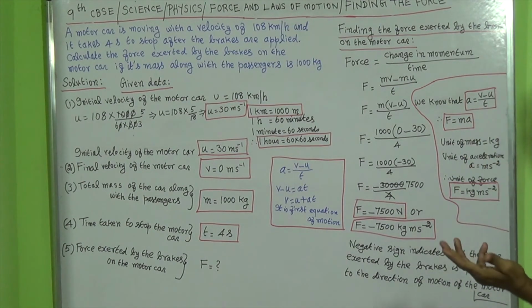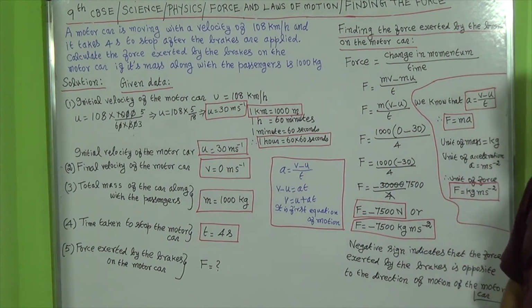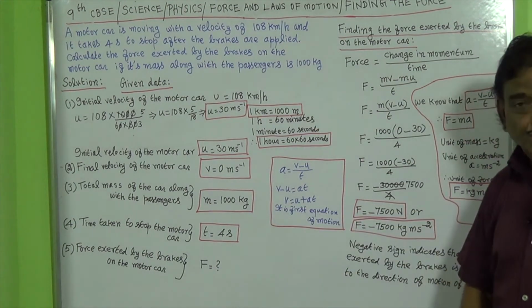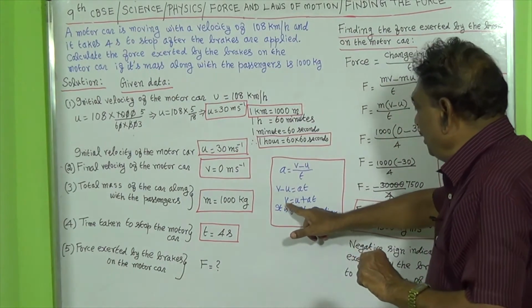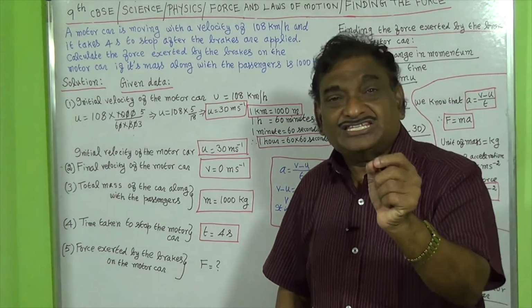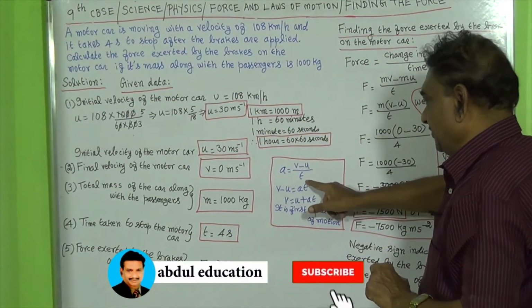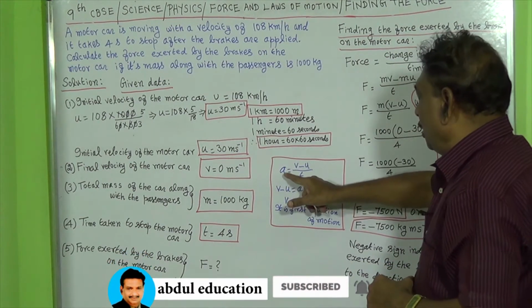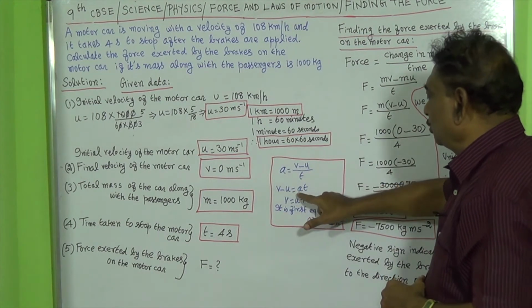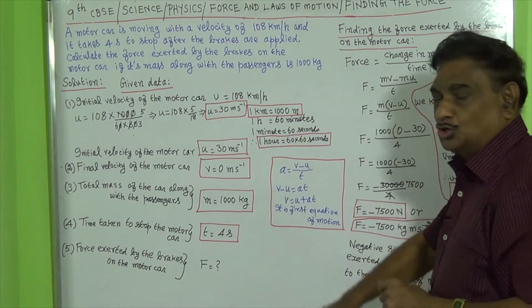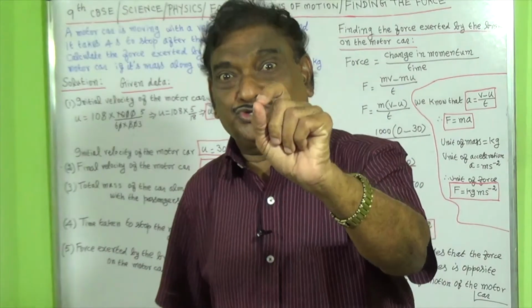You can also find the acceleration from the first equation of motion, that is v equal to u plus at, because this formula v equal to u plus at is derived from the formula a equal to v minus u by t. If we bring this t to the left side, we will get v minus u equal to at. Therefore, v equal to u plus at. You know that this is the first equation of motion.